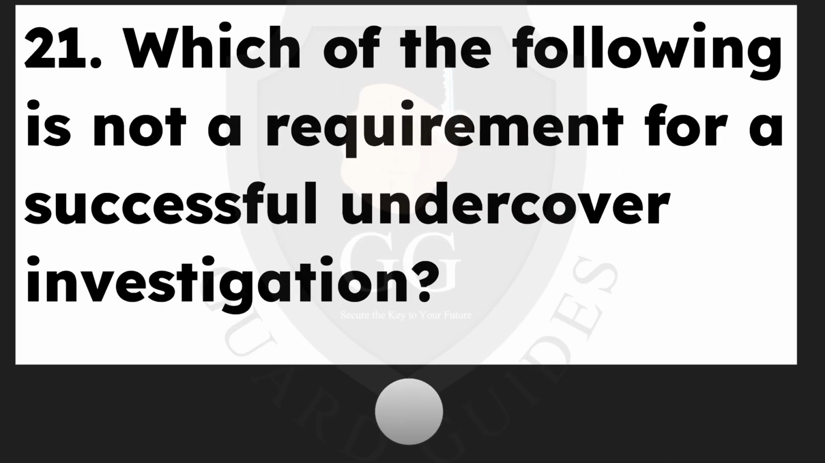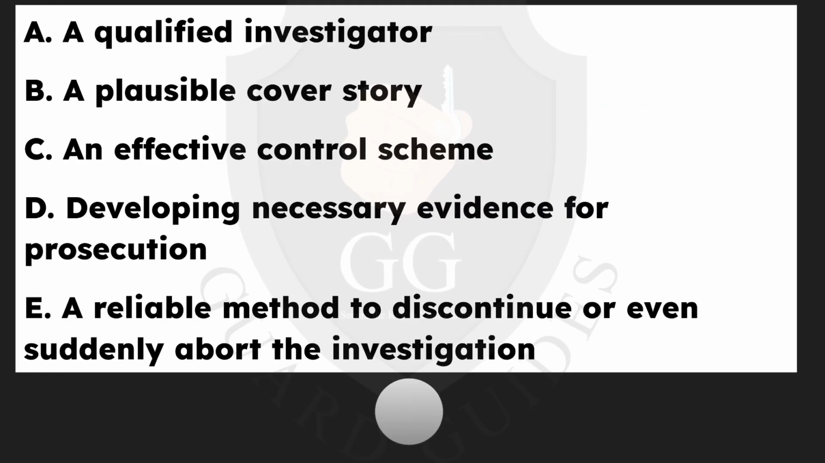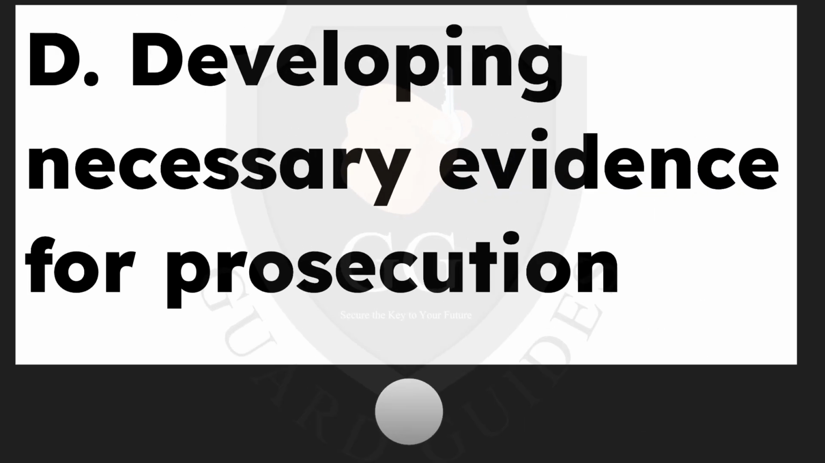Number 21. Which of the following is not a requirement for a successful undercover investigation? Is it A, a qualified investigator, B, a plausible cover story, C, an effective control scheme, D, developing necessary evidence for prosecution, E, a reliable method to discontinue or even suddenly abort the investigation? The answer is D, developing necessary evidence for prosecution.